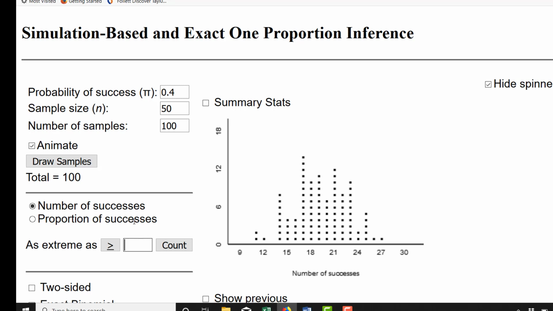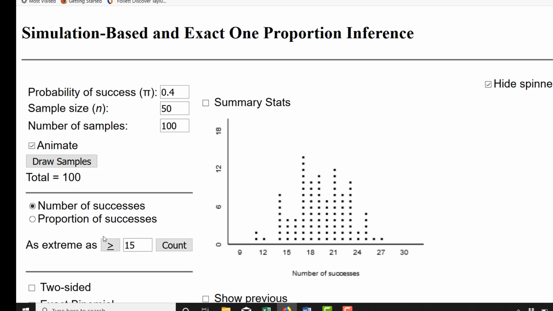Be very careful. If you're on number of successes, I would enter 15. But if you're on proportion of successes, you would have to enter 0.3 because 15 out of 50 is 0.3. You need to make sure you're really clearly aware of which button you have pressed and that you put the correct count in here for your sample statistic. So I'm going to just go ahead and put it on number of successes, and I'm going to put in 15. We saw 15 successes in our observed sample statistic.